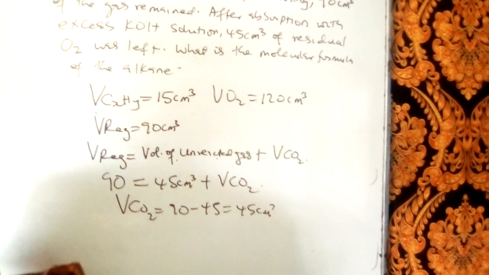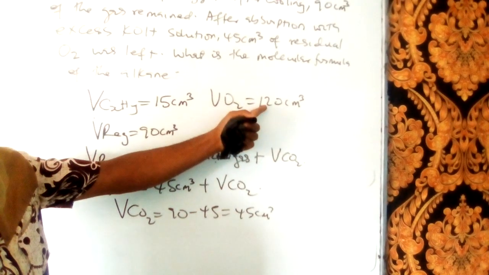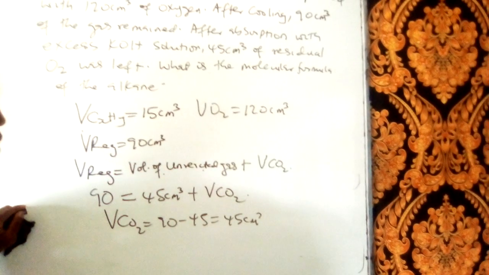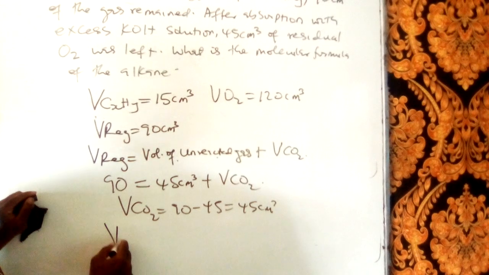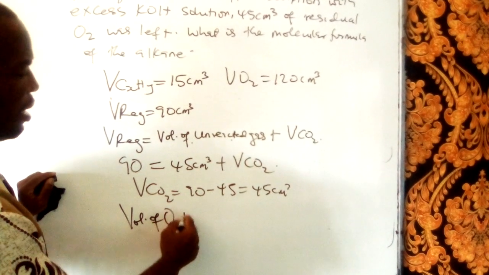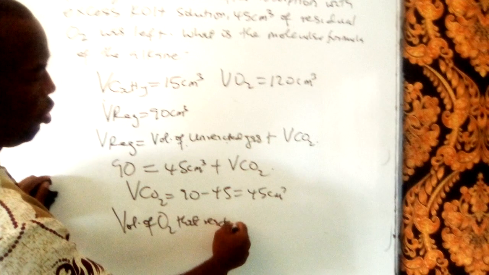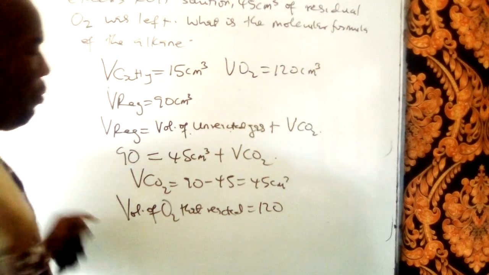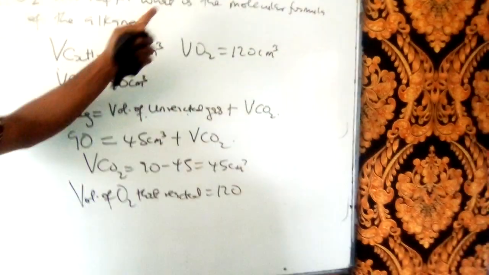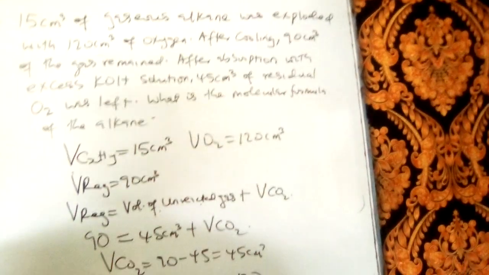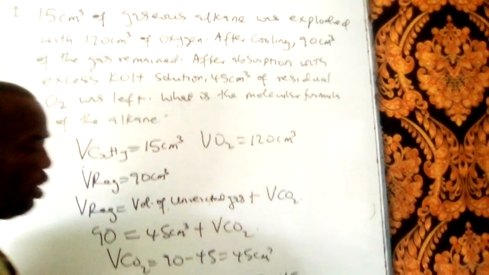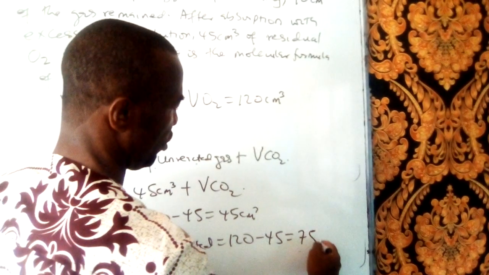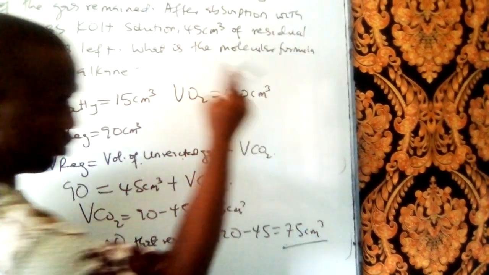Then what is the volume of oxygen gas that reacted? 120 was introduced into the reaction, but from the question we see that oxygen was in excess, so the whole 120 did not react. They said that 45 cm³ of oxygen was left over. So we subtract 45 from 120 to know the volume of oxygen that participated in the reaction. That gives us 75 cm³ of oxygen that took part in the reaction.